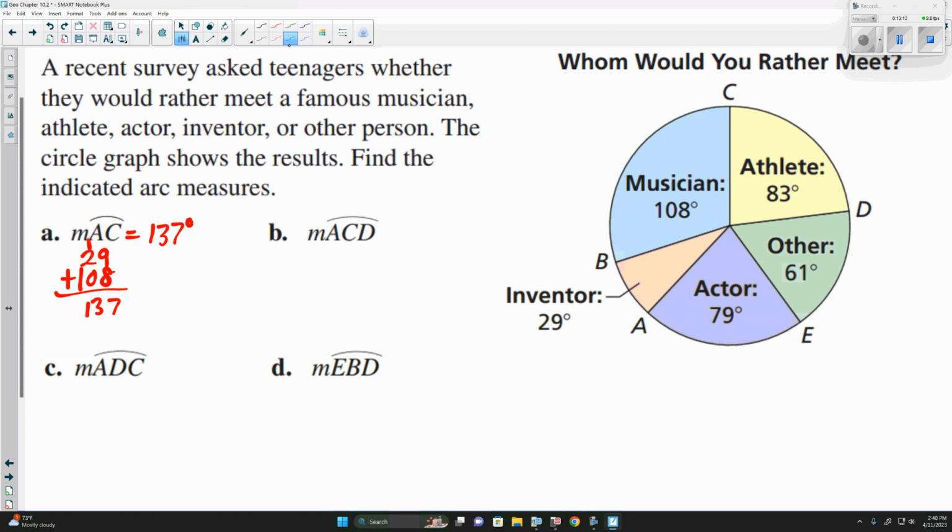Let's look at the next one. ACD. Well, we know what AC is, yes? AC is 137, and what are we adding to it? 83. So ACD is 220.